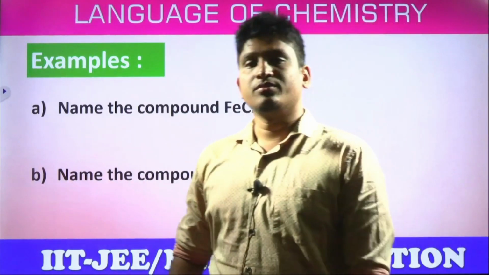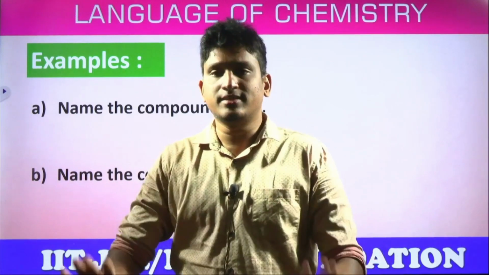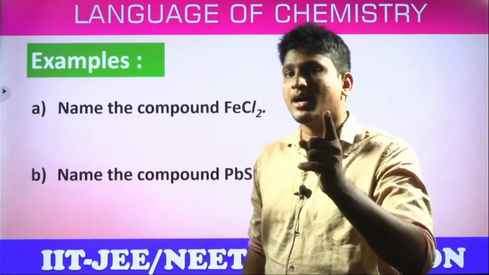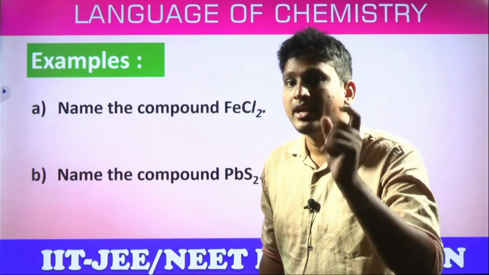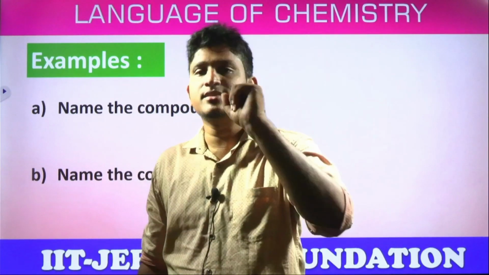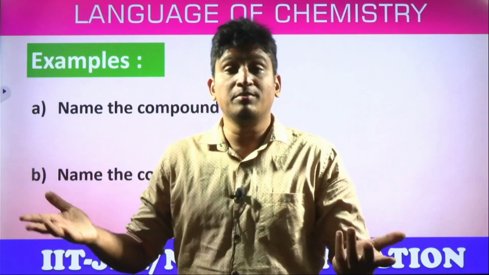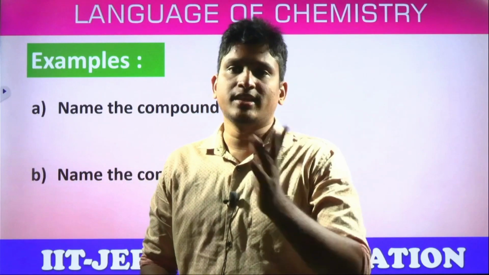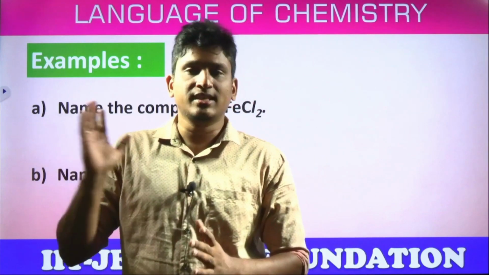Okay. So all the rules are the same, everything is the same, but only one change. What is that change? For the metallic part, you have to represent a Roman numeral. What does this Roman numeral indicate? The charge, the valency of the metal. Why do we need to represent it? Because that metal can show more than one valency. For example, FeCl2 is there, FeCl3 is there.